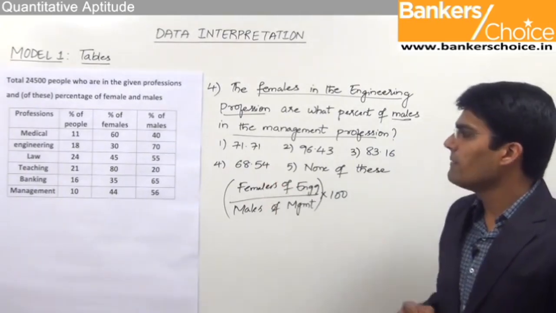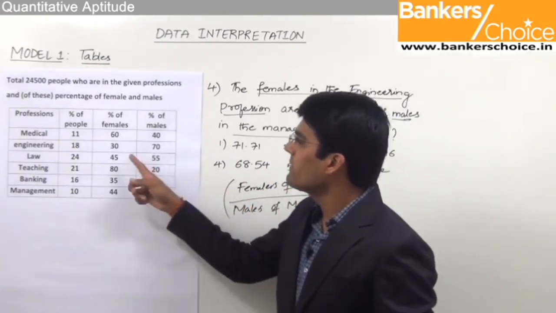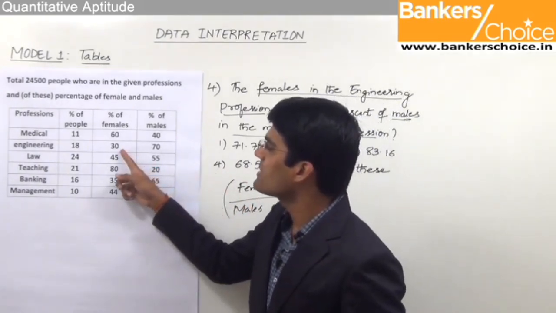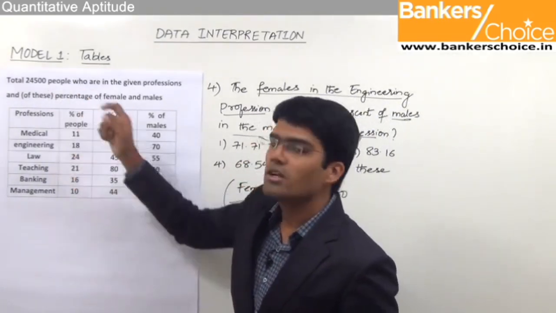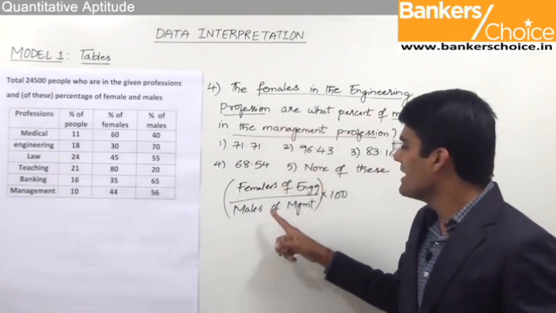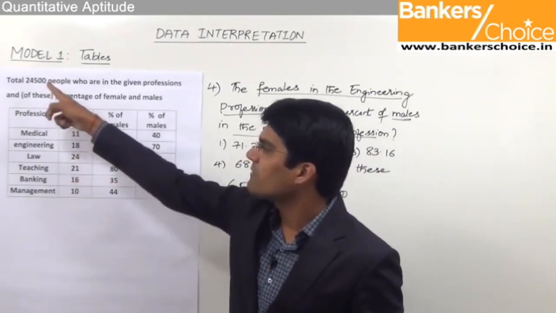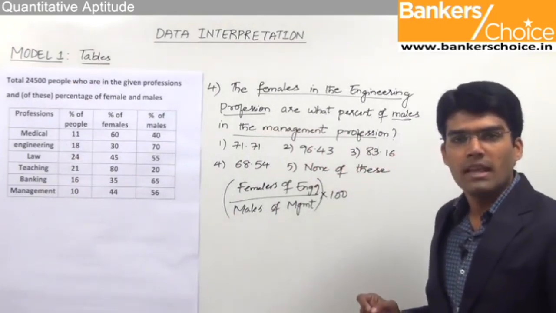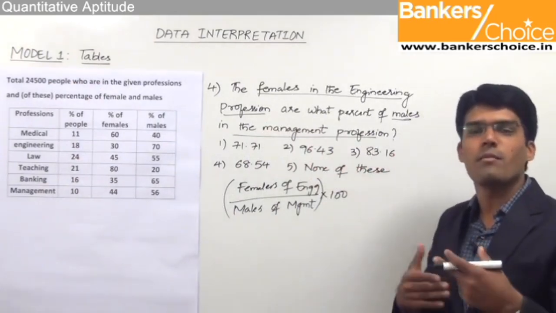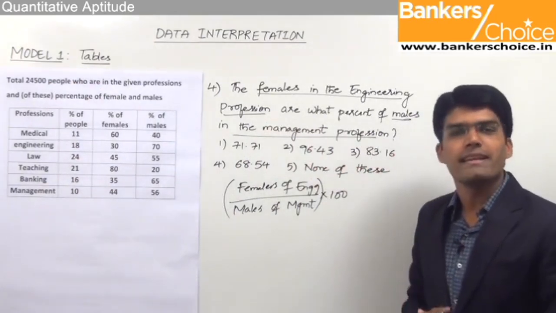Now by the table, we know that females in engineering is 30% of 18% of 24,500, and males in management is 56% of 10% of 24,500. And we have already discussed that whatever is common in the numerator and denominator will anyway get cancelled.